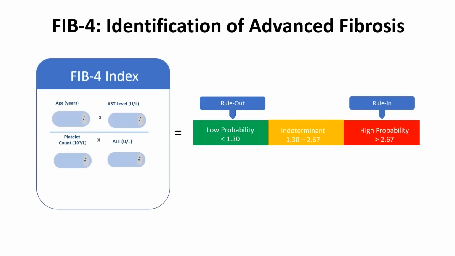If it's less than 1.3, very less likely to have advanced disease. So these are patients you can keep in primary care. If your FIB-4 is more than 2.67, that indicates high probability of having advanced disease. These are patients that need to be seen by a specialist. And then you have about 30% of patients that will be in the indeterminate zone between 1.3 and 2.67. And in this case, you need to do another non-invasive test, or NIT. Next slide.